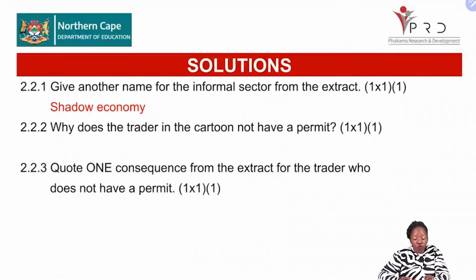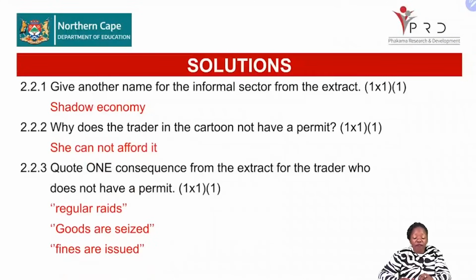Then your 2.2.2, why does the trader in the cartoon not have a permit? So she cannot afford it. That is why she doesn't have a permit. As you can see there in the picture, that she cannot afford it. Then your 2.2.3, you quote one consequence from the extract for the trader who does not have a permit. So what happens? There are regular raids, and also the goods are being seized or the fines are issued. So these are the consequences for the trader who does not have a permit.